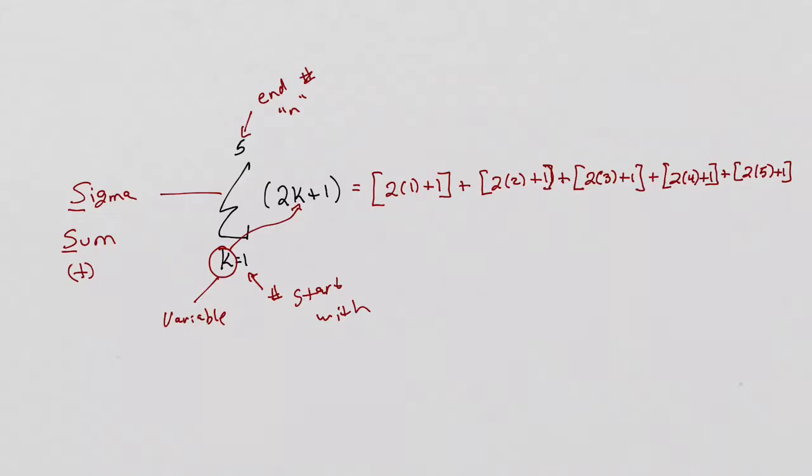From here, it just becomes arithmetic. 2 times 1 is 2, plus 1 makes 3, plus 5, plus 7, plus 9, plus 11. Now when we add these, 3 and 7 makes 10, 9 and 11 makes 20. So 20 and 10 makes 30. We add 5 to it, and it'll be 35. So this is what the answer would actually be for this equation.